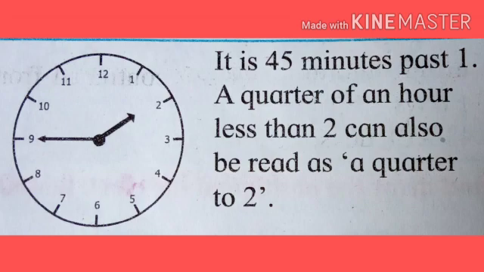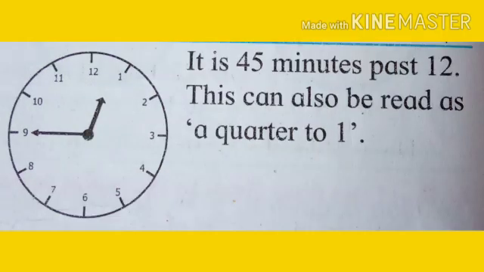Now, a quarter of an hour less than 2 can also be read as a quarter to 2. So, less than means after 15 minutes, it will become a total of 2 o'clock. So, how are we going to say this? Quarter to 2. Okay? 45 minutes past 1, no? How are you going to say? A quarter to 2.